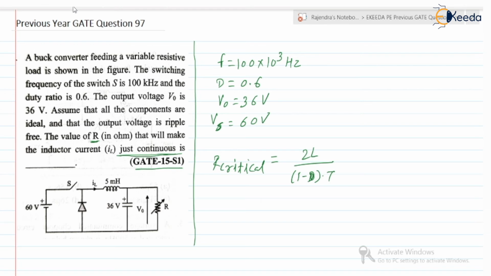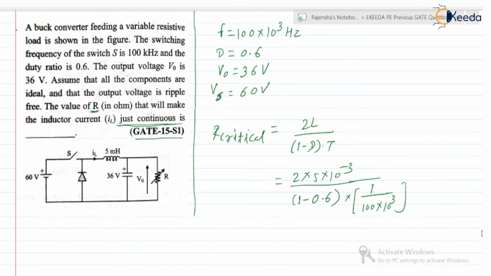Now, the L value is given, and T we can find, it is 1 by F. So we can write it as 2 into L. What is the L? It is 5 milli, 5 into 10 to the power minus 3, divided by (1 minus D), that is 0.6 into T. T is equal to 1 by switching frequency. What is the switching frequency? It is 100 kilohertz, so it is 100 into 10 to the power 3.